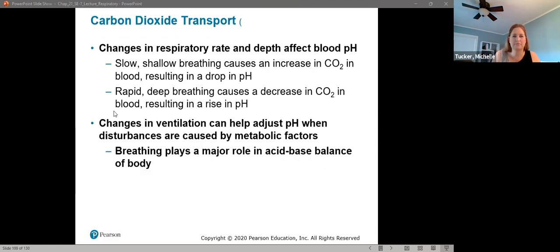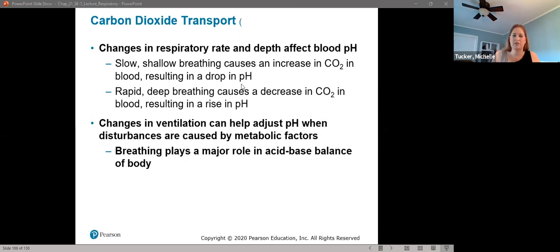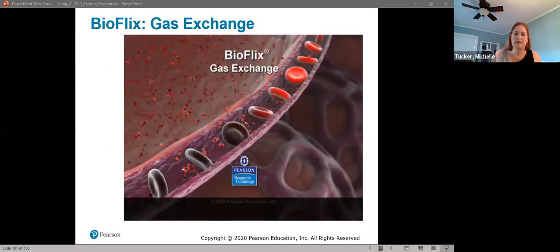Okay, so actually the last ones. Influence of carbon dioxide on blood pH. The carbonic acid bicarbonate buffer system helps blood resist changes in pH. We will study this much more in depth in acid base. So this will not be on your exam either. Changes in respiratory, and again, we'll cover it under acid base. Read through the slides, not on the exam.